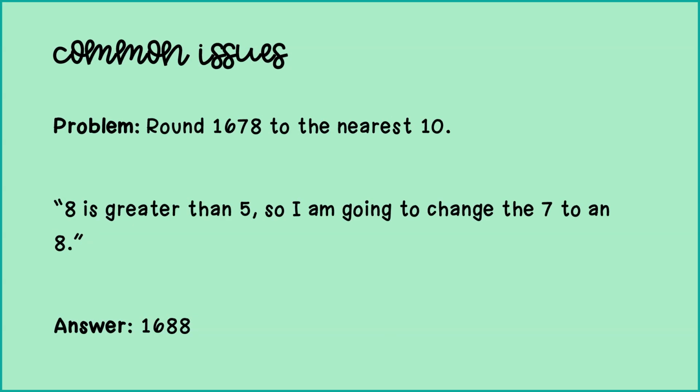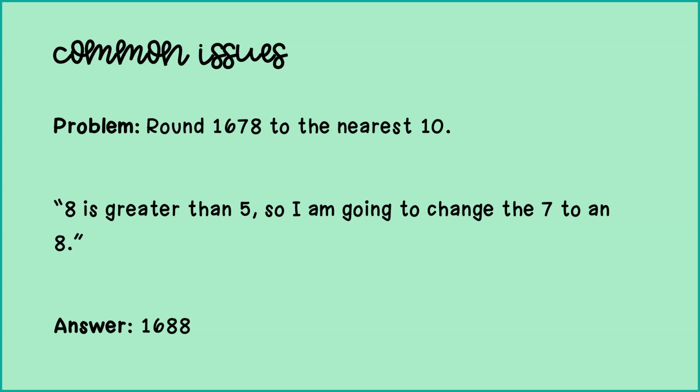So the common issues, this is extremely common. I see this a lot. If I'm asking a student to round, okay, 1,678 to the nearest 10, the student might say, well, 8 is greater than 5, it's 5 or more, so I'm going to round up and change the 7 to an 8. But then they leave the other 8 behind. They don't change the rest of the numbers behind that target number to zeros.